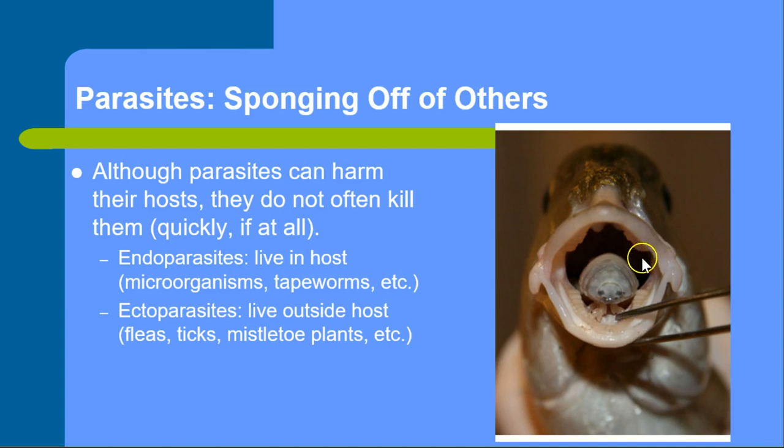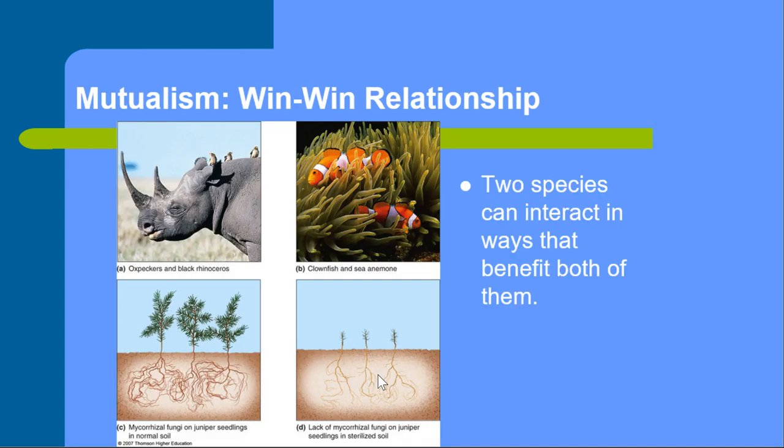Okay, so essentially this little guy here eats away this fish's tongue and then lives in its mouth and eats the food that it eats. Gross. All right, so there's some gross ones. There are endoparasites and there are ectoparasites. Endoparasites live inside the host. Ectoparasites live outside the host on the surface. Okay. Now, mutualism is a win-win relationship. This is obviously the kind of relationship that we like best, right? Rhinoceros get parasites picked off of them.